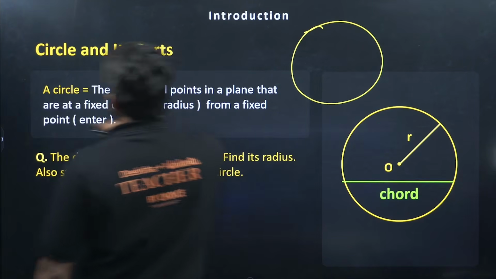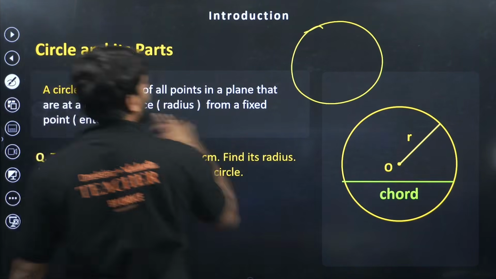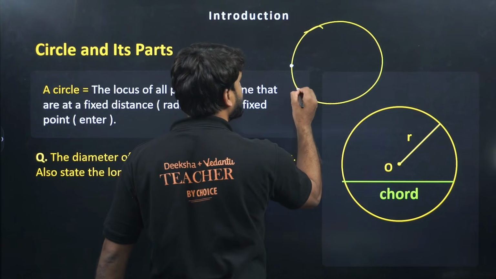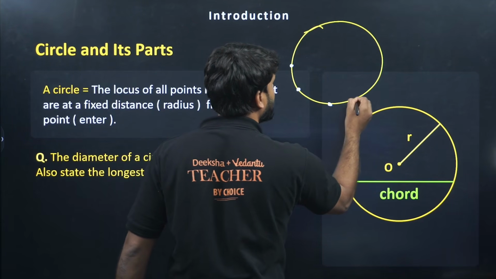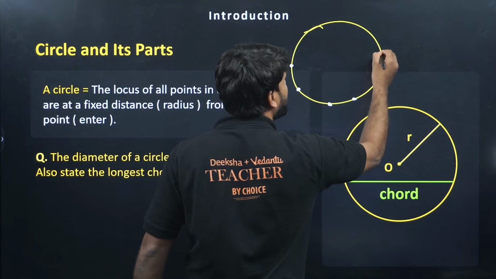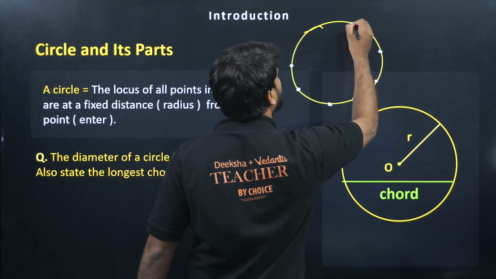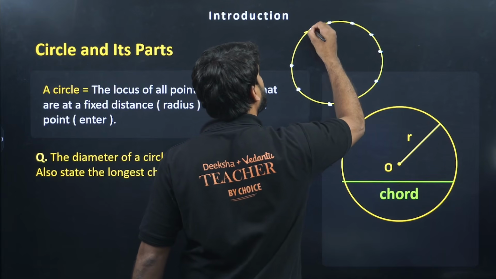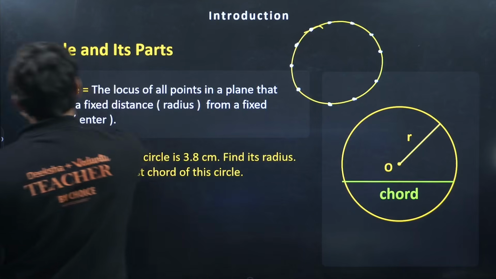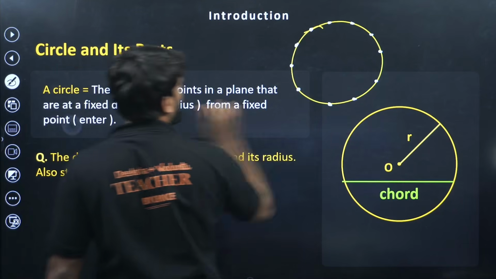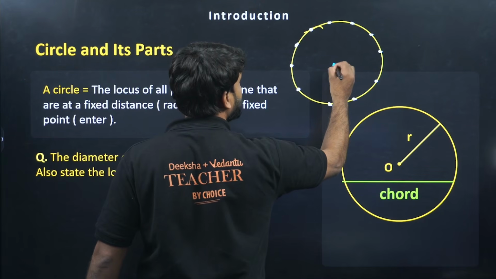This is the circle here, and how many points are there on the boundary? So many points. The yellow color boundary is the locus. These are the points, and all the points, the white dots, are on a plane. Let me show you the fixed point. The blue color point is the fixed point, which is basically the center.